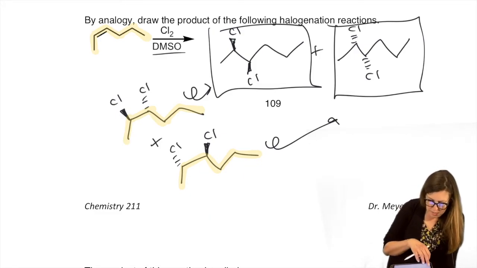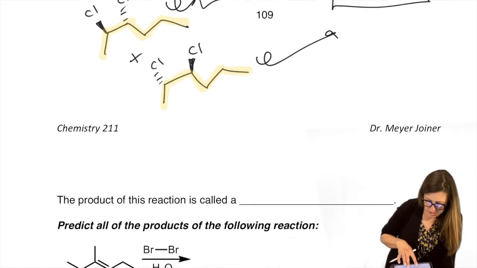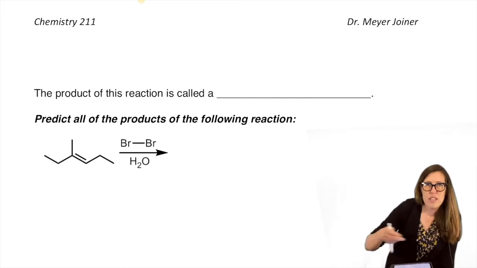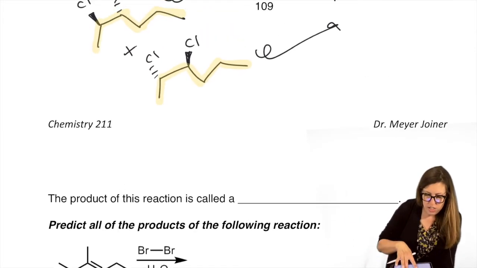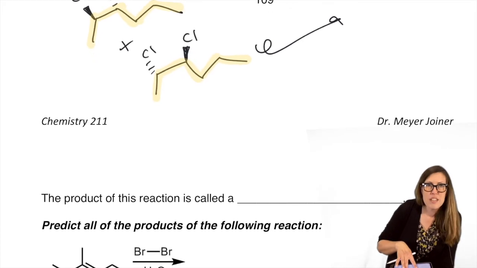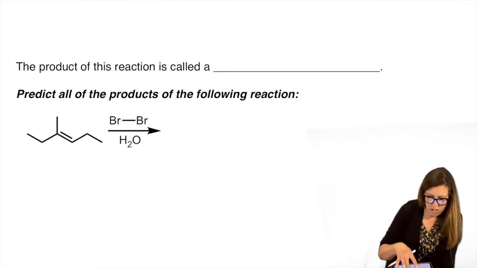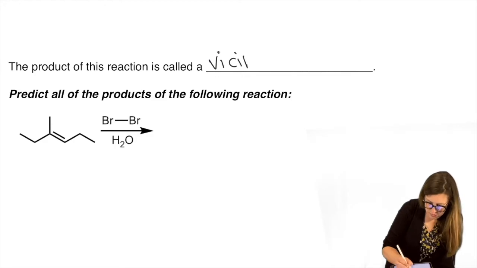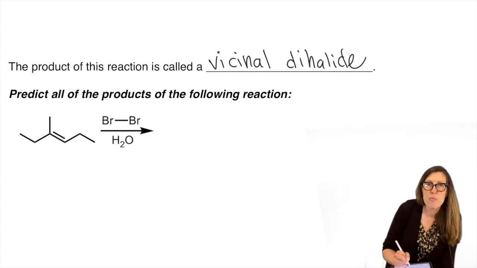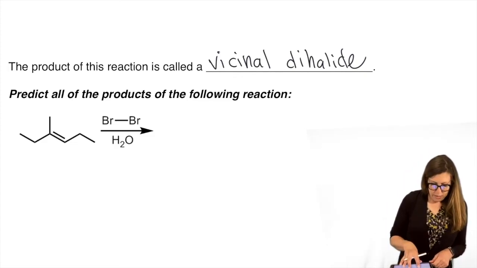Okay, so there's a name for this product. It's good to have the vocabulary behind us because we will be saying, hey, go make this sort of thing. We make this alcohol. We made a dihalide. Not just any dihalide. A dihalide on adjacent carbons, also known as vicinal carbons, neighboring. Vicinal dihalide. So when you have a bromine or chlorine on neighboring carbons, you have a vicinal dihalide.